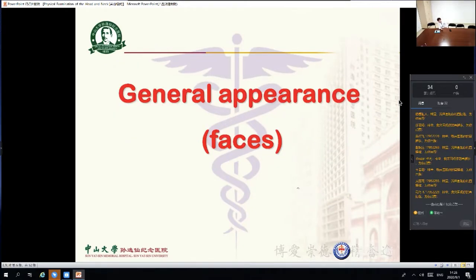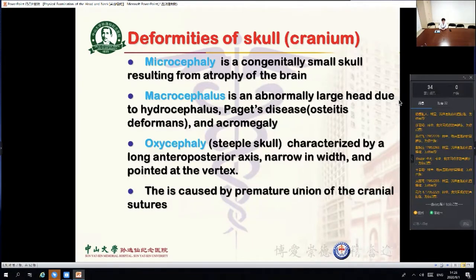Let's see, the first part of inspection for the head is the general appearance, especially the appearance of the faces. First of all, from your textbook, you will see this kind of presentation. Deformities of the skull, what we call cranium. There are several special presentations of the deformity. One we call microcephaly. It's a congenitally small skull resulting from atrophy of the brain.